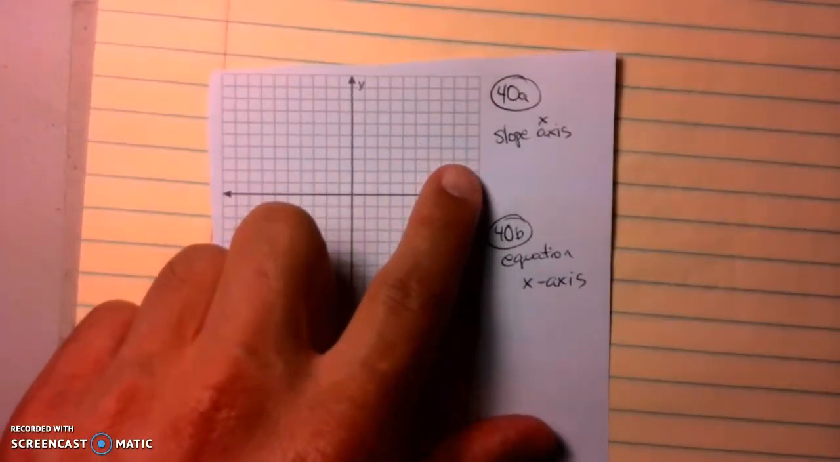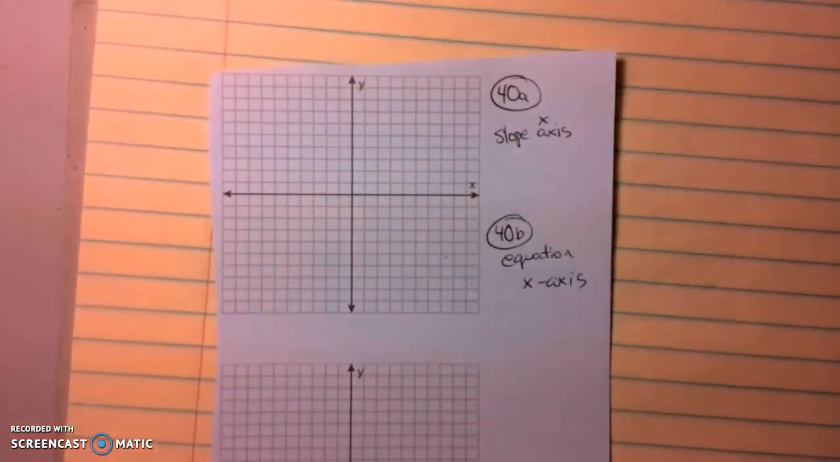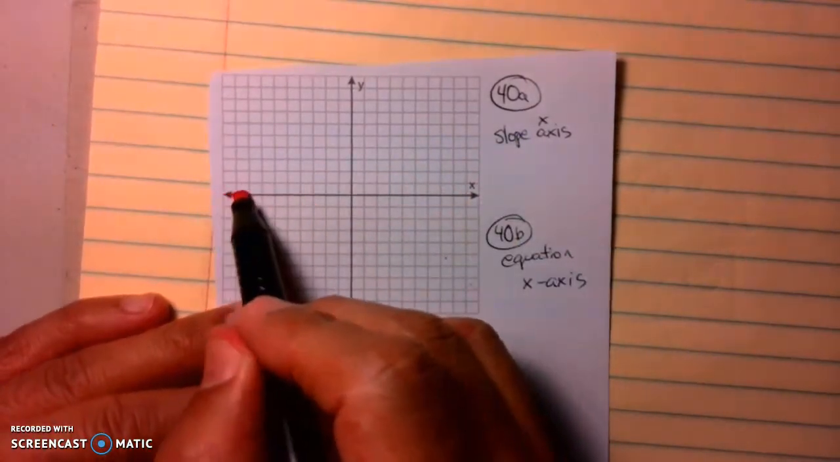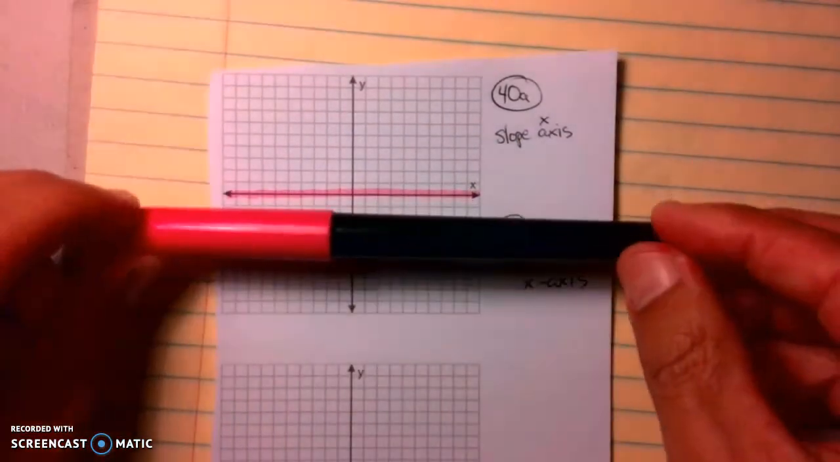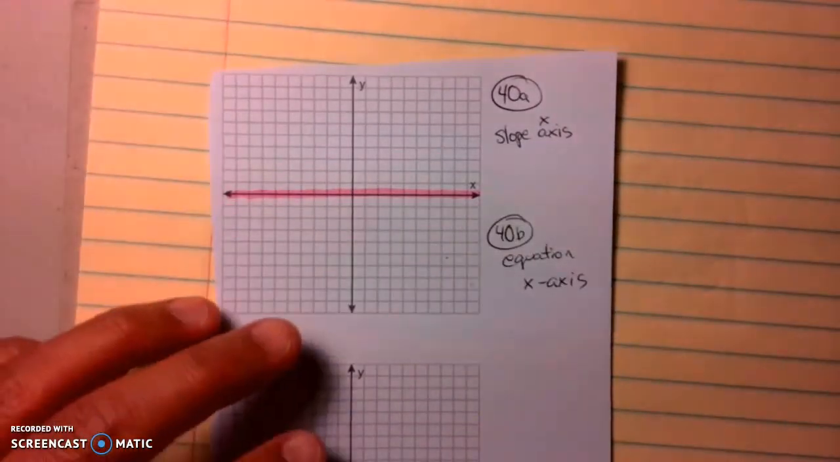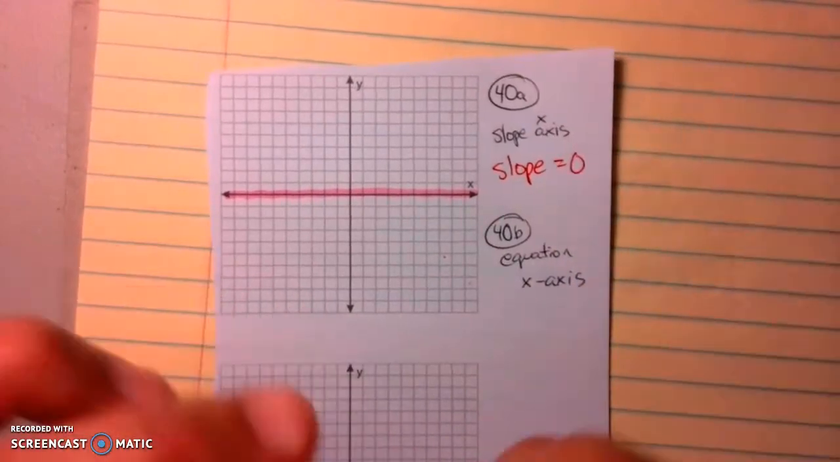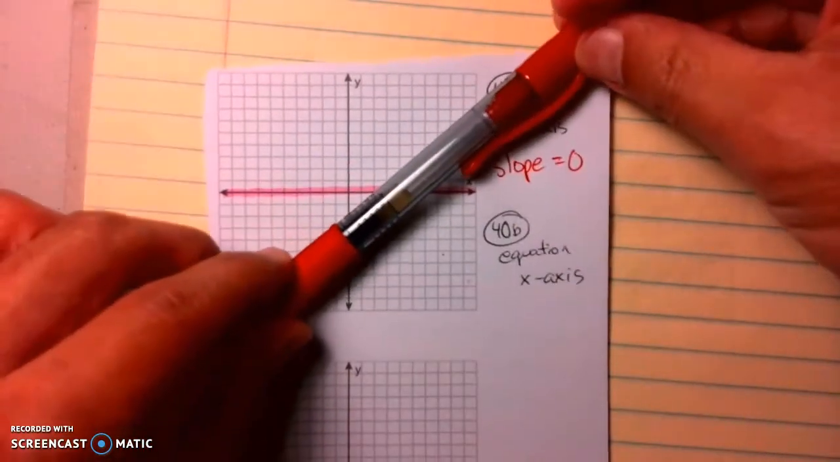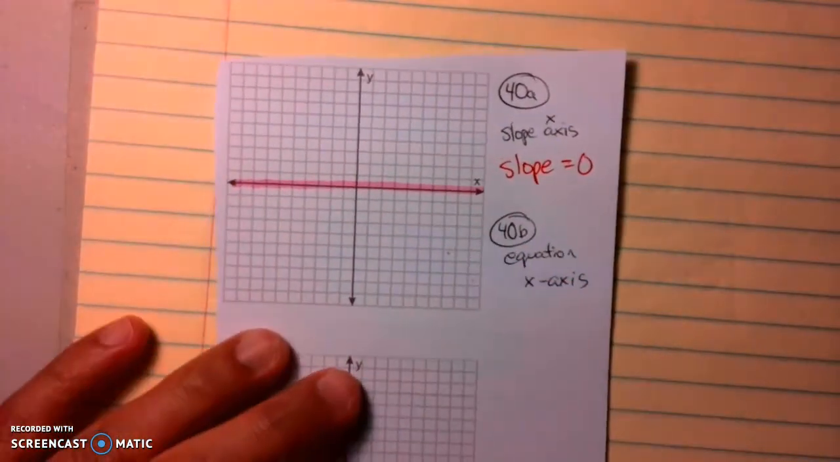It says, 40a, what is the slope of the x-axis? So here's the x-axis going left to right. What is the slope of that line? Well, slope is how steep the line is. This thing is flat. It has no steepness at all. This slope number is simply 0. And then if it was 1, it would be 1 up, 1 across, 2 up, 1 across, and so forth. But in this case, it's 0 because it's a flat line.